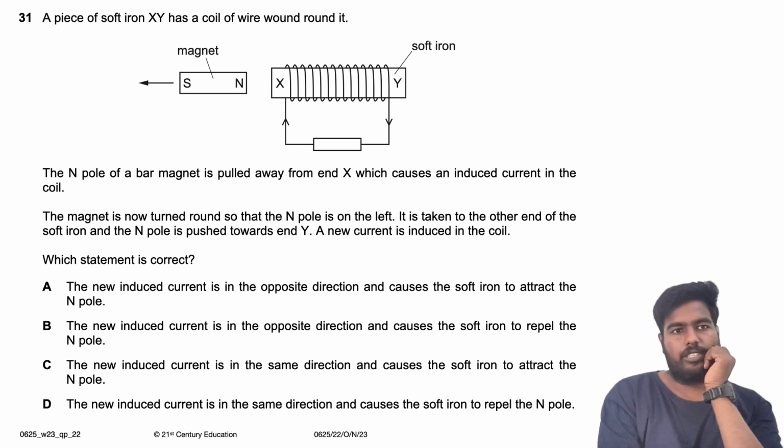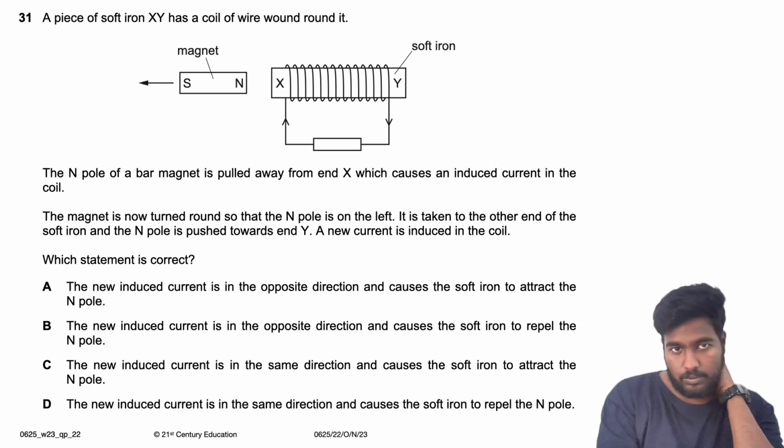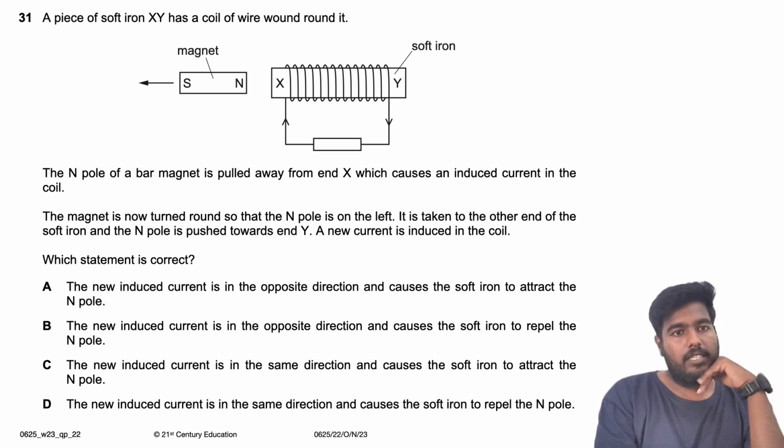Okay, let's come back to this question. A piece of soft iron XY has a coil of wire wound around it. The N pole of a bar magnet is pulled away from end X, which causes an induced current in the coil. The magnet is now turned round so that the N pole is on the left. It's taken to the other end.